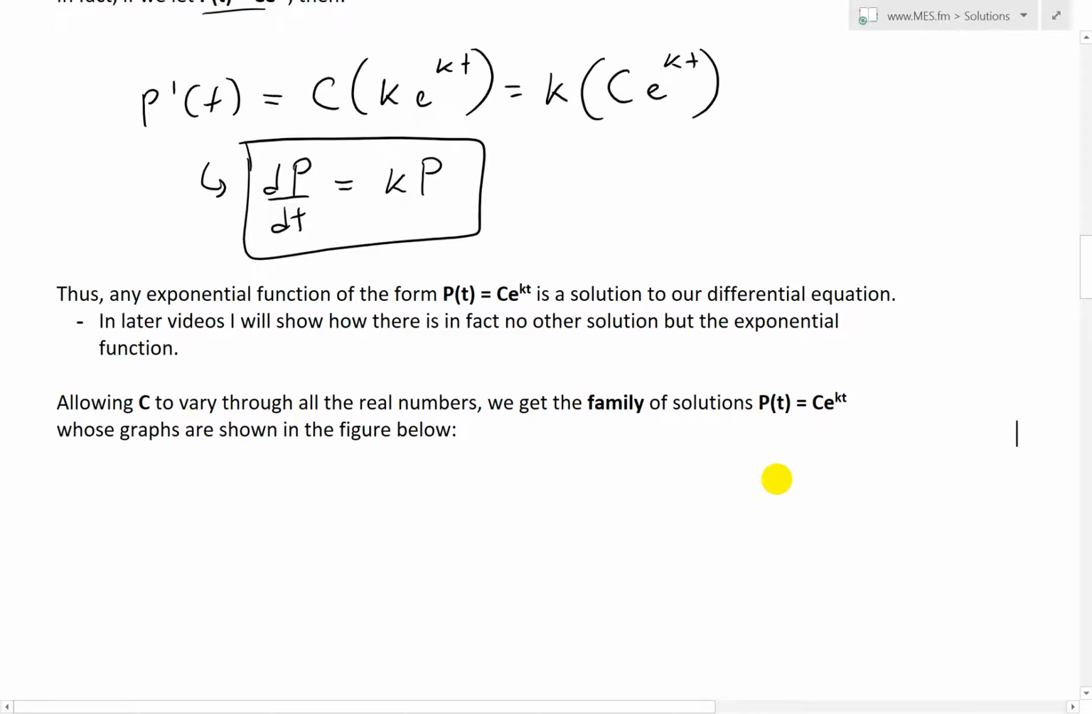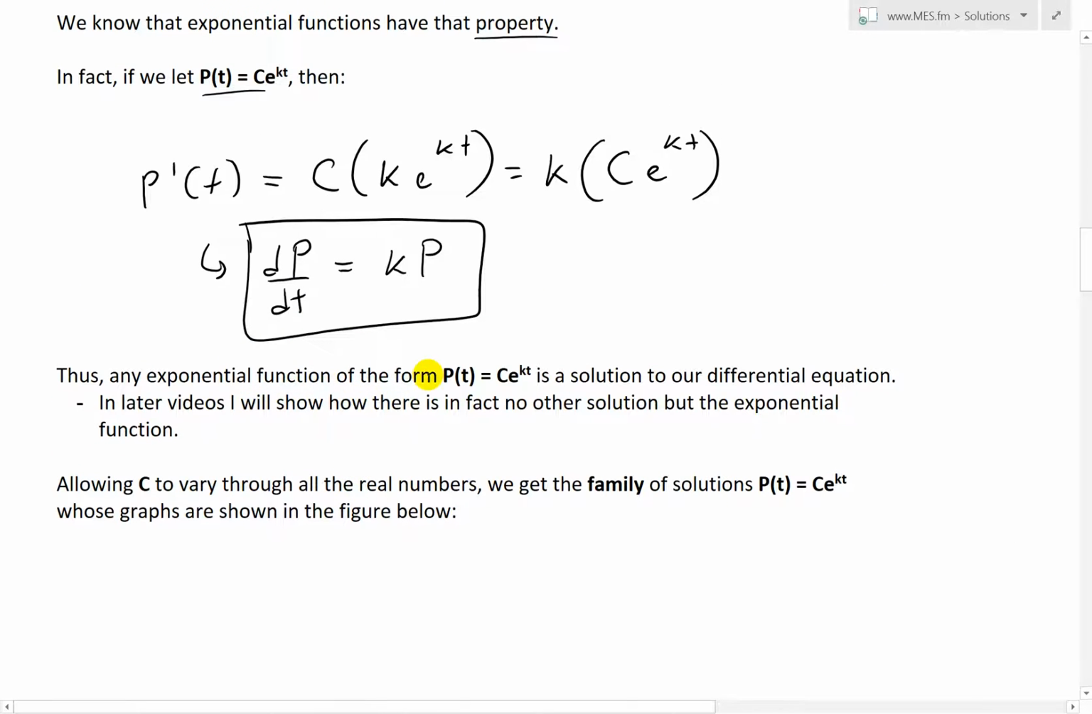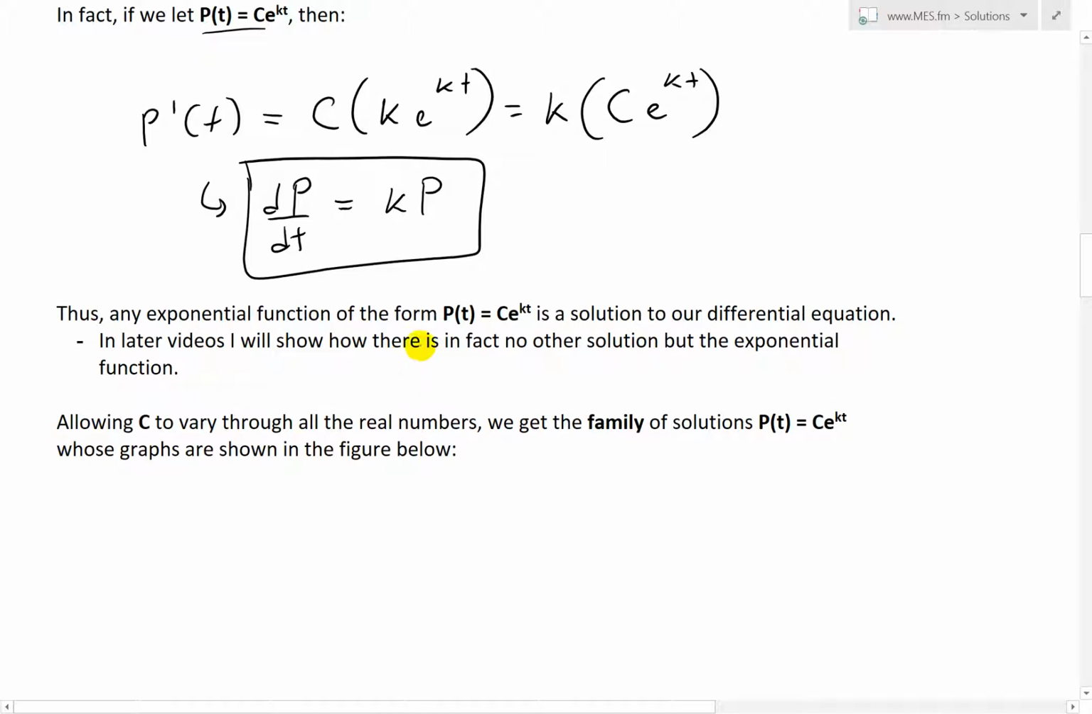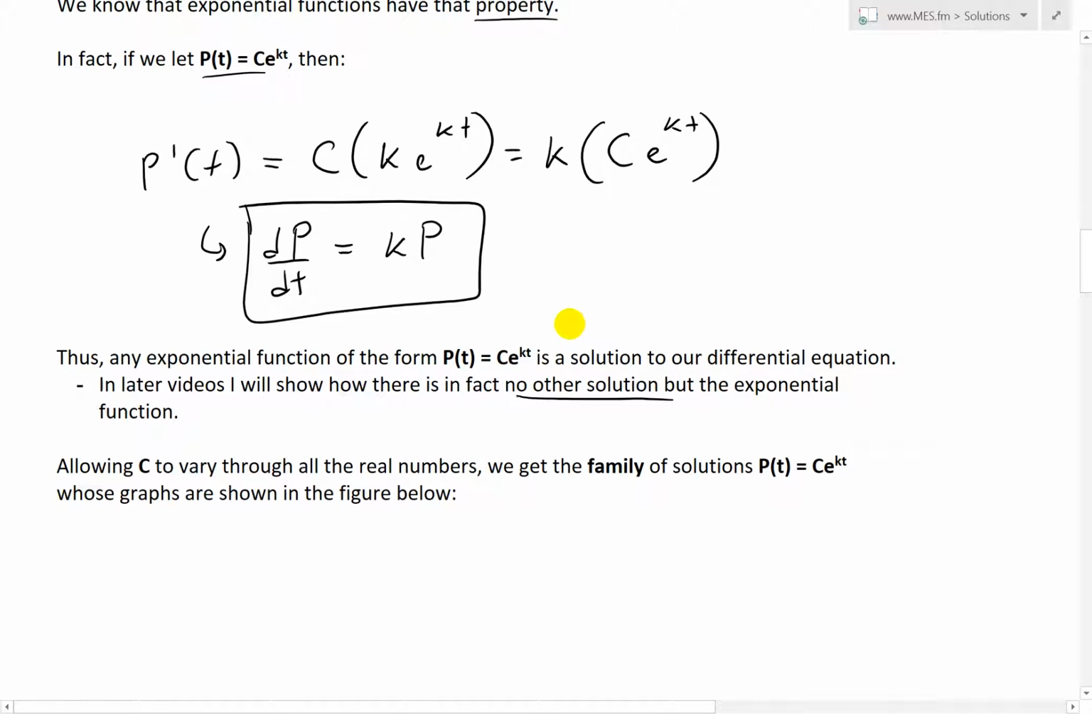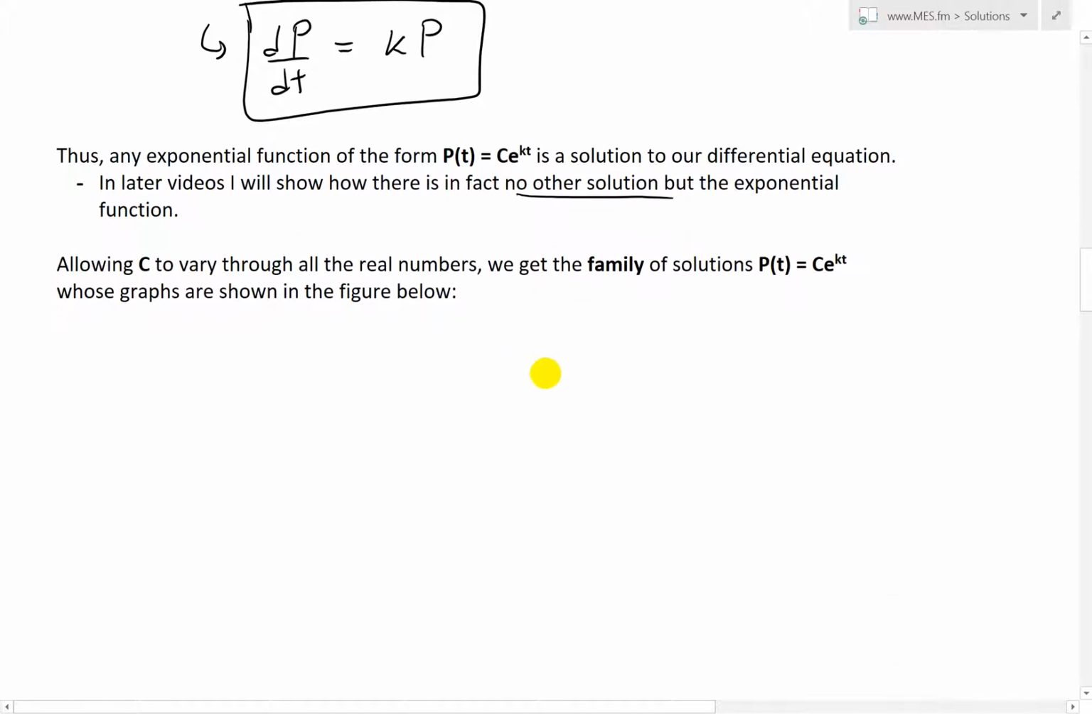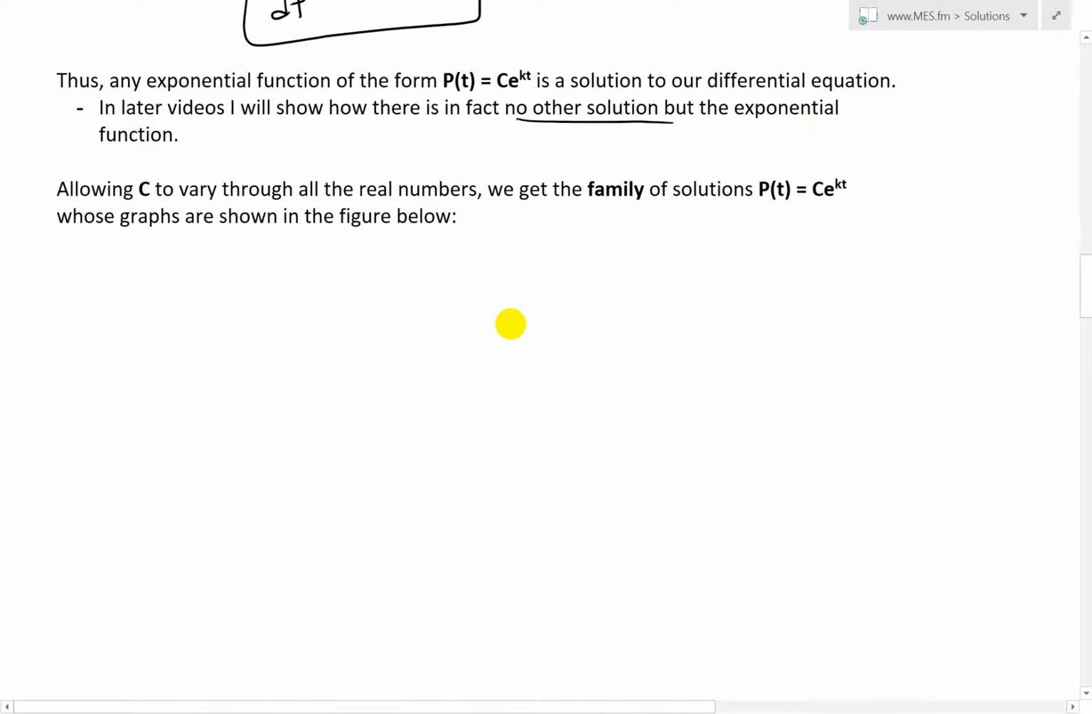Thus any exponential function of the form p of t equals c e to the kt is a solution to our differential equation. In later videos I will show how there is in fact no other solution but this exponential function, which is pretty remarkable. So stay tuned for those videos in the near future.